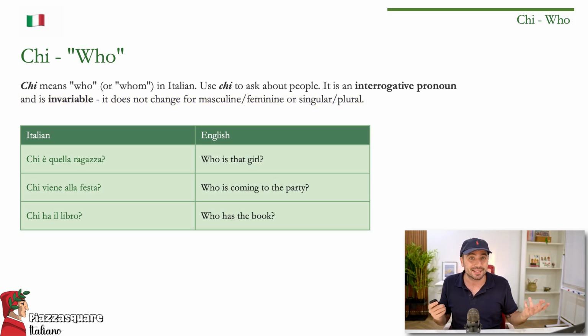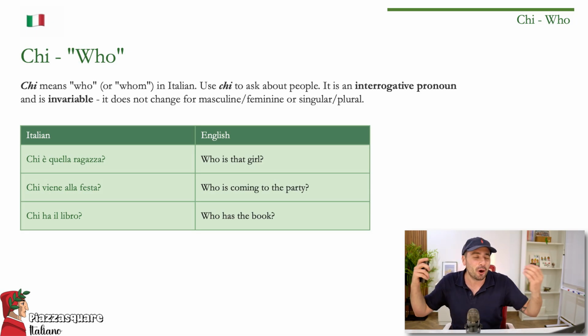Chi è quella ragazza? Who is that girl? Chi viene alla festa? Who's coming to the party? Chi ha il libro? Who has the book? In the first question, chi asks for the identity of a person, the girl. In the second, chi asks which people will come to the party. Note that even if the answer could be multiple people, we still use chi and the verb in the third person singular form. In all cases, chi is at the start of the question.